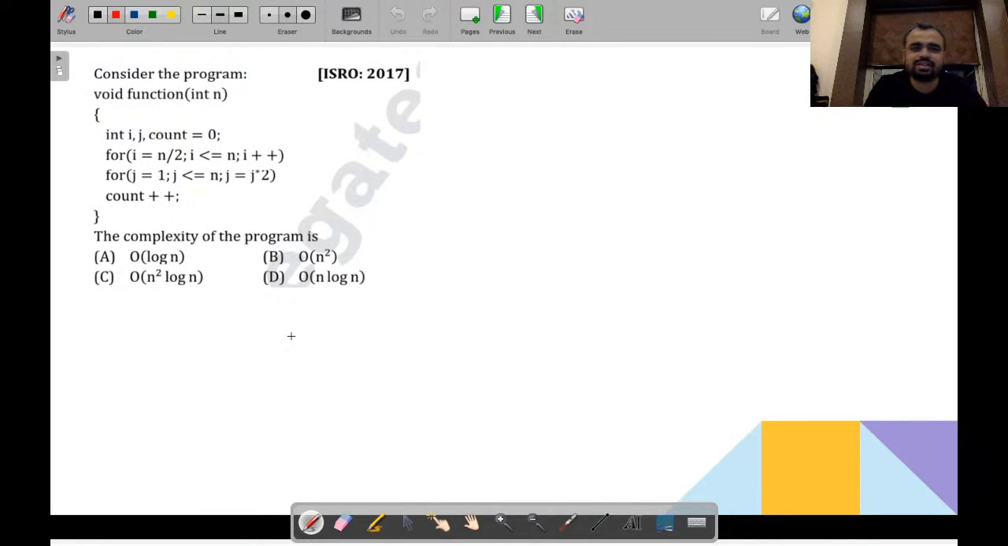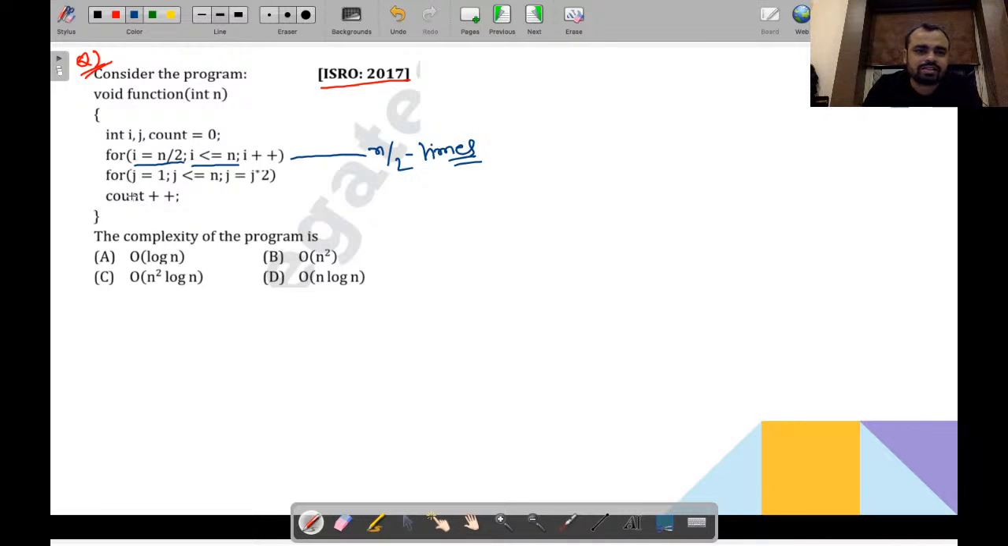This is a quite interesting example, which is a question of GATE ISRO, and this is a unique example which can be asked. So please try to read it very carefully. Following is the code with int n. So we are starting i is equal to n by 2, and we are moving this particular for loop, executing n by 2 times.